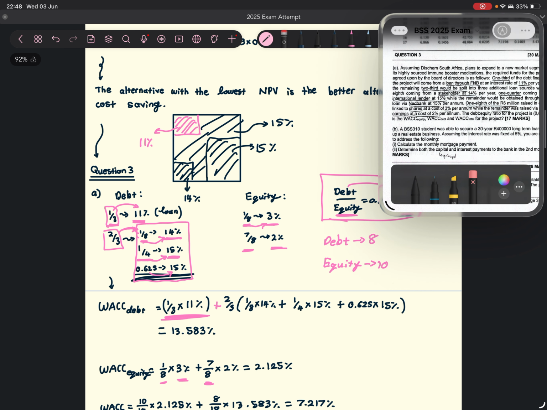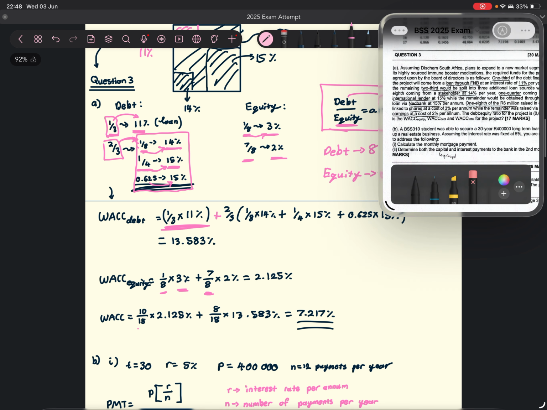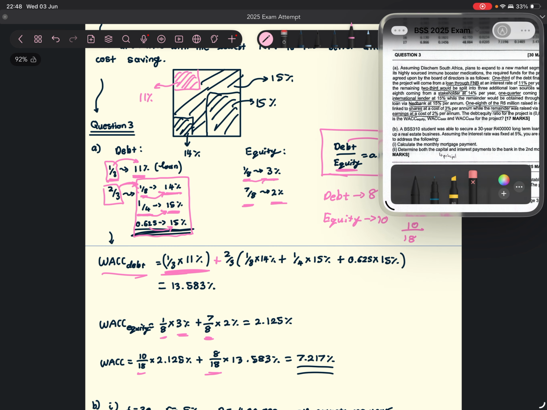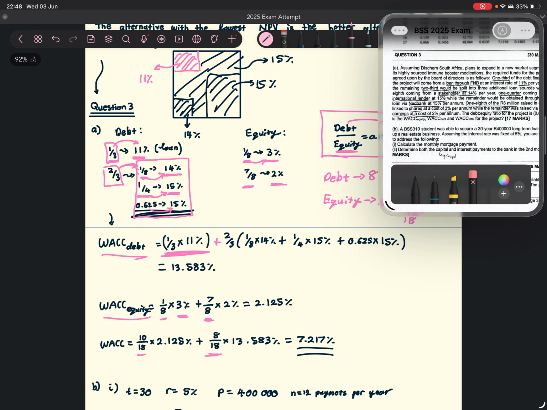Then to get the weight of the debt, we're going to say the debt divided by the total, which is 10 plus 8. So it's going to give you 8/18. And then the equity is going to be 10 divided by 18. So that's how we got these parts over here. And then it's just multiplied by the WACC for each one. Then that gives you a total WACC.